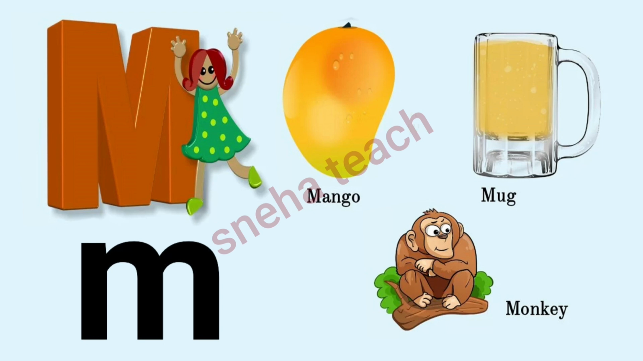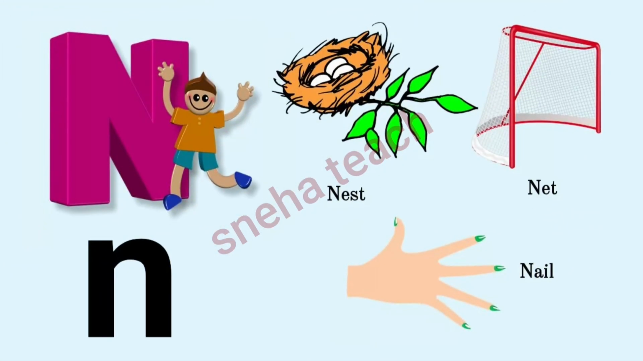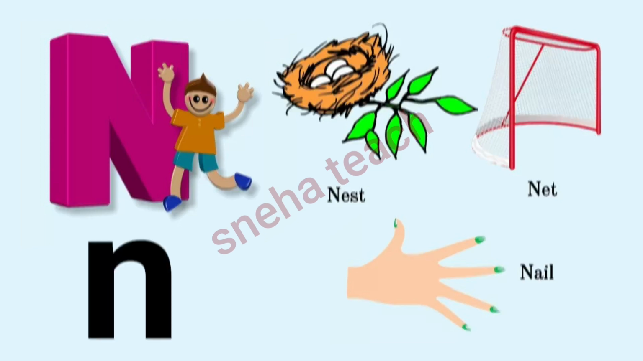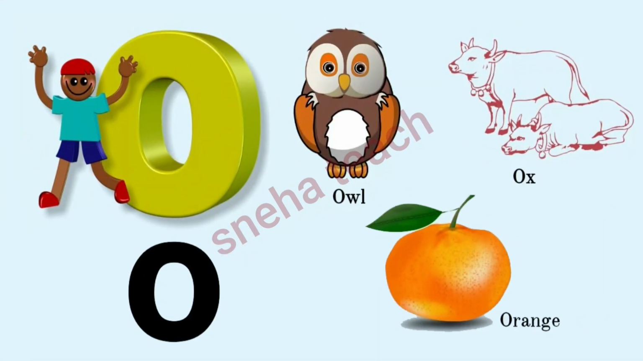M, M for mango. Mug, monkey. N, N for nest. Net, nail. O, O for owl. Ox, orange.